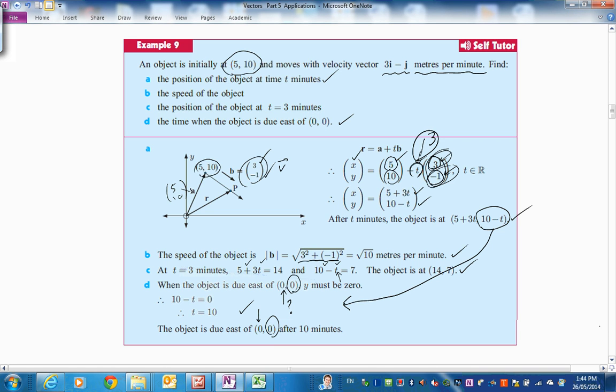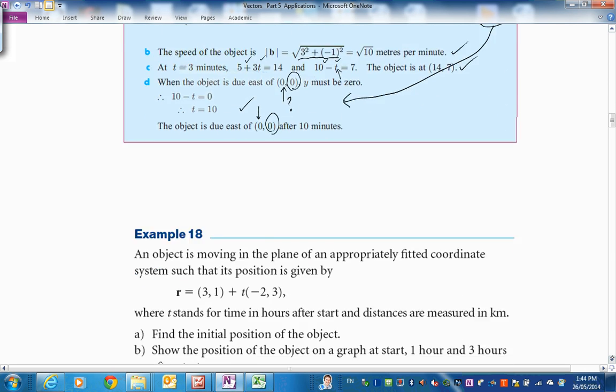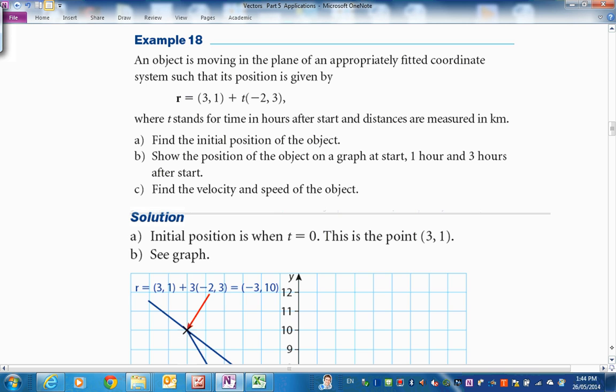Okay, getting the idea of it, we're gearing up here to do a good application across to motion problems. So here's some from Pearson's then. We've got a plane of an appropriately fitted coordinate system, such as position is this. So there's no height here. Now these should be, in this syllabus, column vectors, explicitly mentioned in the syllabus. Please write your vectors as column vectors, column vector there. Where t stands for time in hours and the start and distance are measured in kilometres.